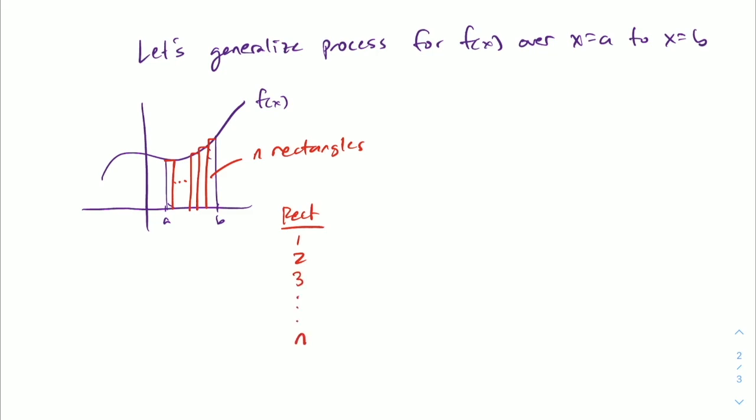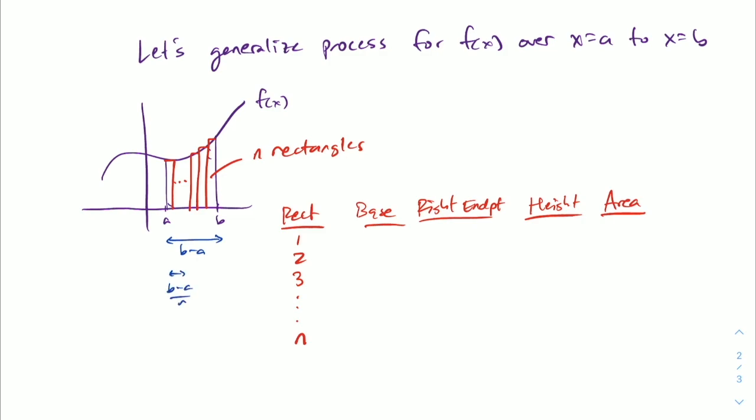And then we'll find the base of each, the right endpoint. We could use left endpoint, but I'm going to use right endpoint here. The height, and then the area. So the base, well, we get to take our interval, which is b minus a, and we're going to divide it by n to find the width of our little rectangle. So the base is going to be b minus a over n.